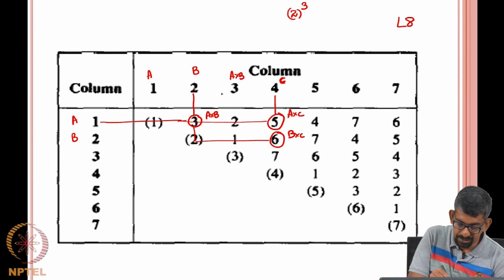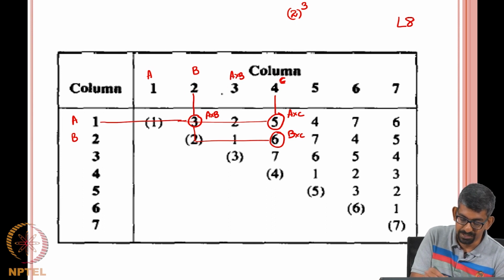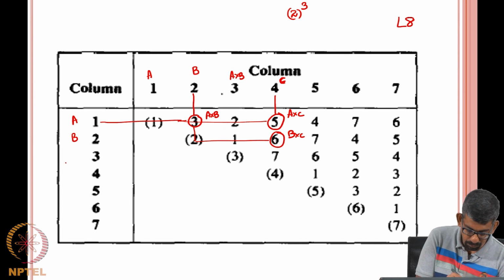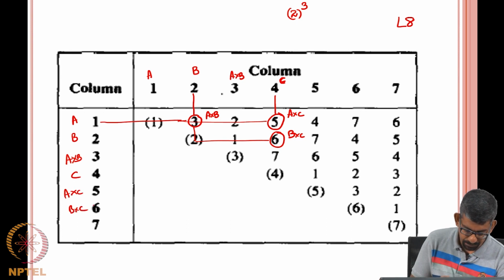A is in column 1, B is in column 2. So, kind of A cross B is 1 plus 2. So, A is in column 1, C is in column 4. So, 1 plus 4 is 5. So, A cross C will be in 5. Similarly, B is in 2, C is in 4, 2 plus 4 is 6, B cross C will be in 6. That is one way of looking at it. Okay. So, like this if you do, so this will be A cross B, this will be C. Now, we know these are A cross C and B cross C.